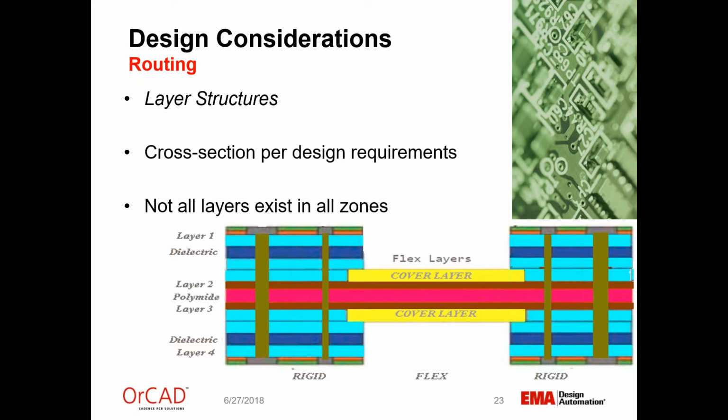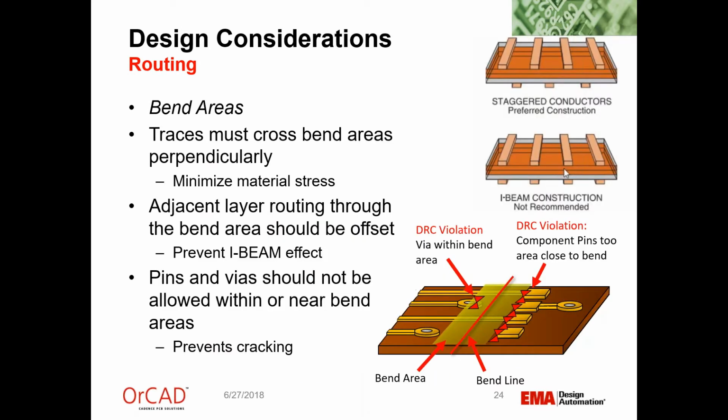The layer structure or cross-section of a flex or rigid flex design, like all designs, is set up per the design requirements. In the case of rigid flex design, not all routing layers exist in every area or zone of the board. Generally, the flex areas have fewer routing layers than the rigid areas. For this reason, the tools need to be smart enough to disallow routing in areas where the layer does not actually exist. Special consideration is required for bend areas and across the bend lines of a flexible circuit.